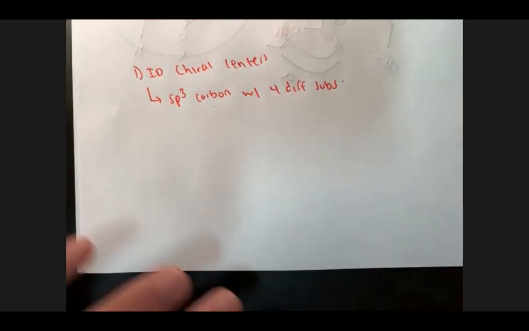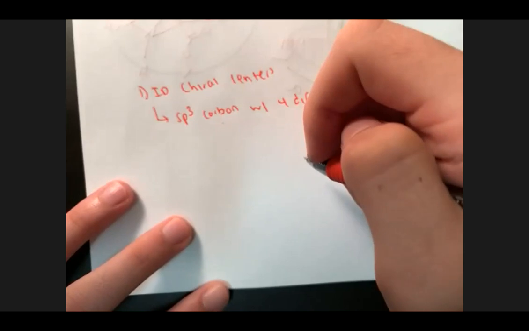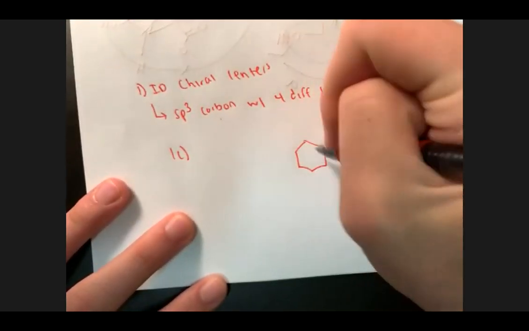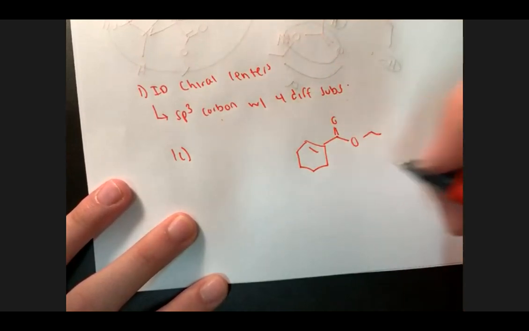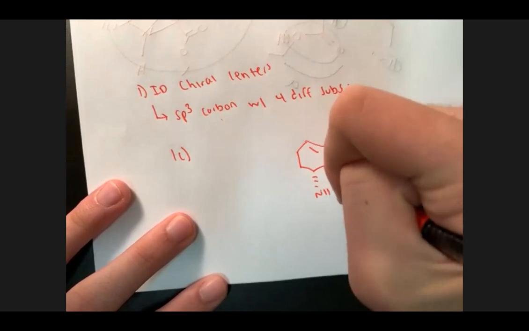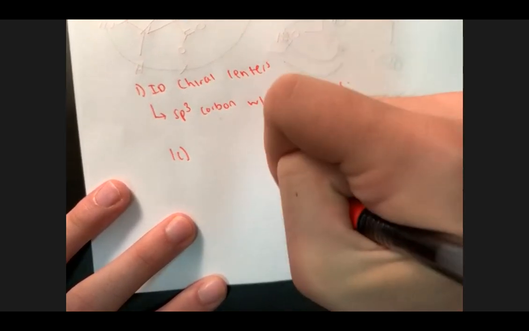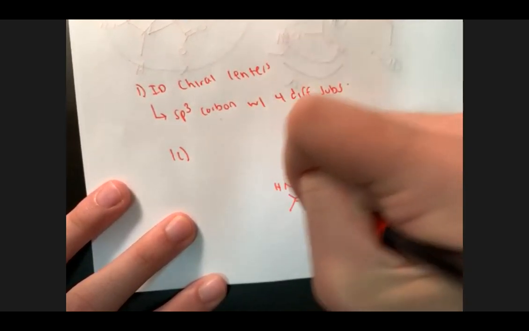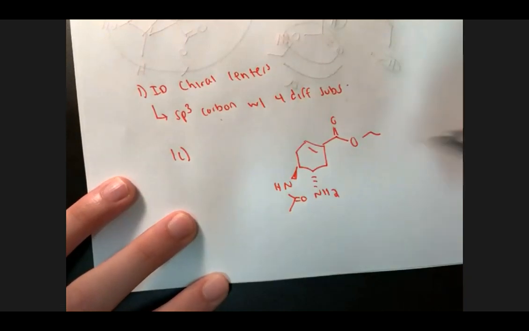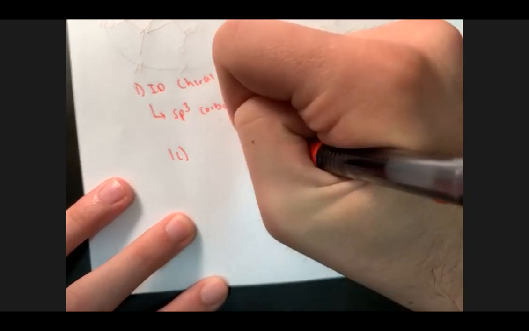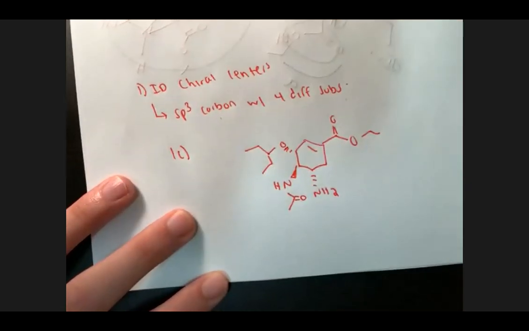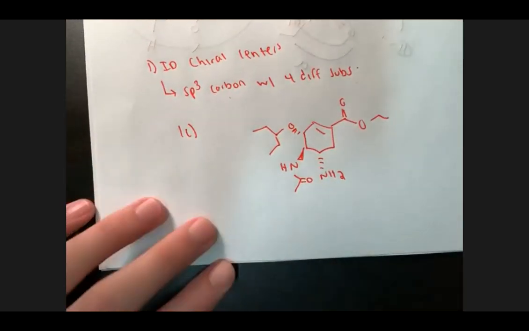Okay, so I'm going to copy down, this is 1C if you guys are following along in the student workbook. And I'm going to draw this real quick. Sorry about this, I wish my printer was working. I think that's it. Yeah. So we want to look for the chiral centers in this structure.